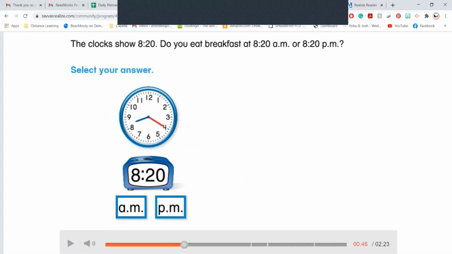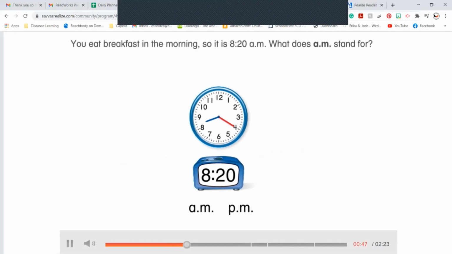Well, I don't know about you, but most of the time I eat my breakfast in the morning, so that would be 8:20 a.m. You eat breakfast in the morning. So it is 8:20 a.m.